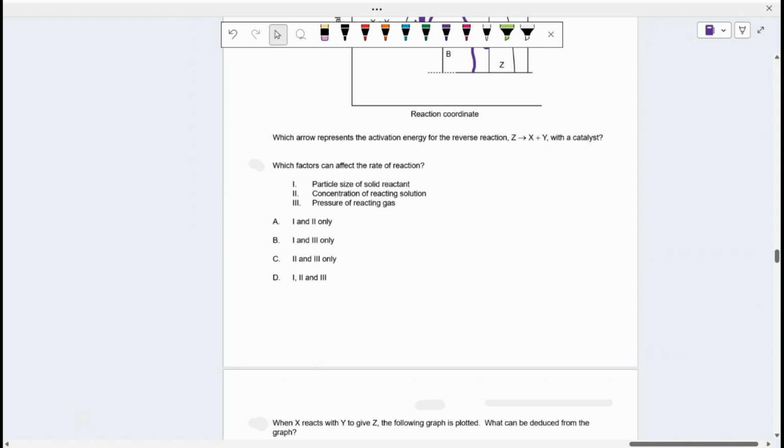Which factors can affect the rate of reaction? Particle size of solid reactant, yeah. Concentration of reacting solution, yes. And pressure of reacting gas, all 3. D.